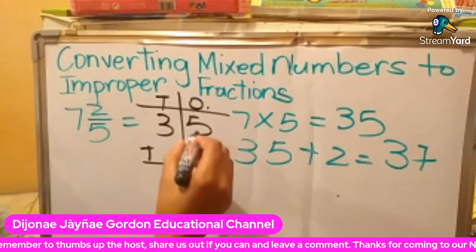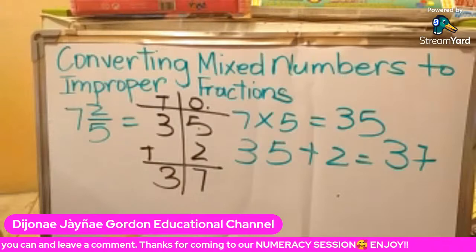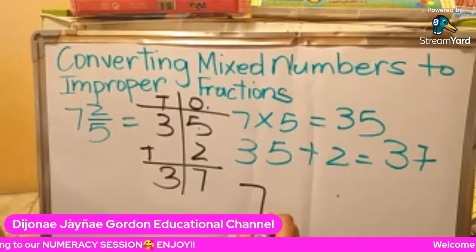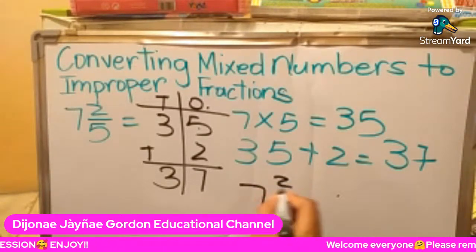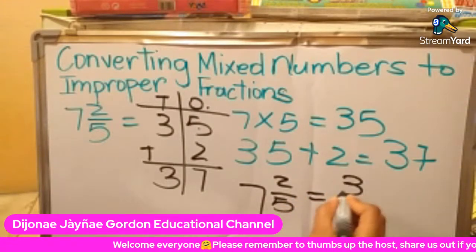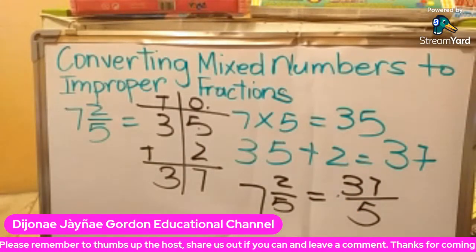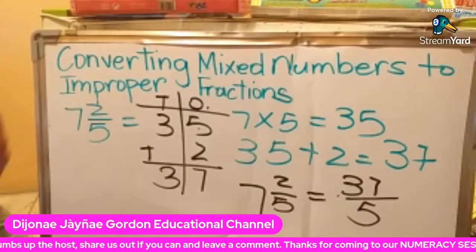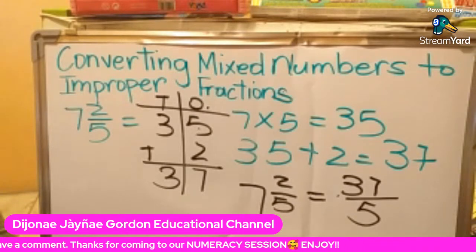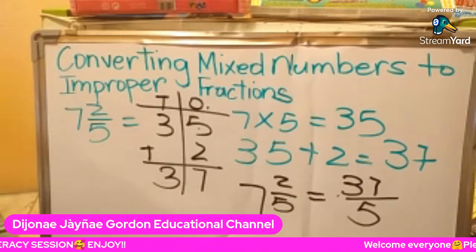All right. So 5 plus 2 is 7. And 3 plus nothing, you still have 3. So you still end up with 37. So now we can say that 7 and 2 over 5 is equal to 37 over 5. So you see that 37 over 5 is now the improper fraction that we get. All right, very good. You're doing fantastic.